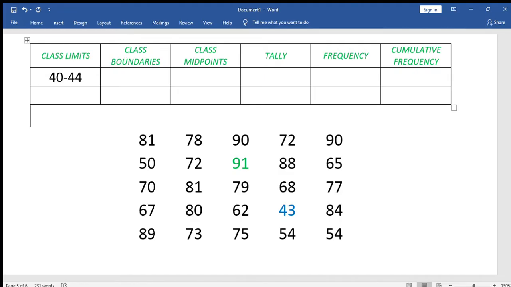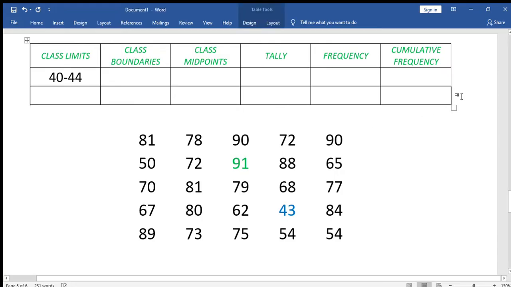Why? 40 is 1 score, 41 is 1 score, 42 is 1 score again, 43, 44, it's again another score. So 40, 41, 42, 43, 44. So there are 5. And that 5 is now the class interval. That is known to be your class width. Okay? Then we are going to continue this.